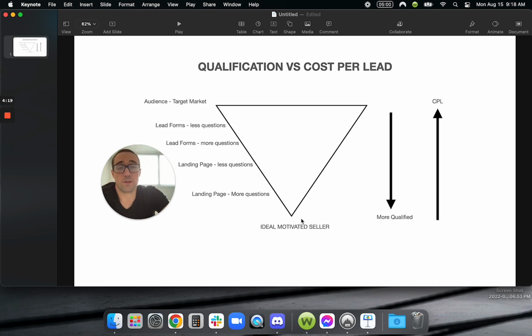Now, the other thing to keep in mind here is that the funnel itself is built with a certain structure to try to get the main information up at the front, and then the farther they go through the funnel, the more questions we ask of them.